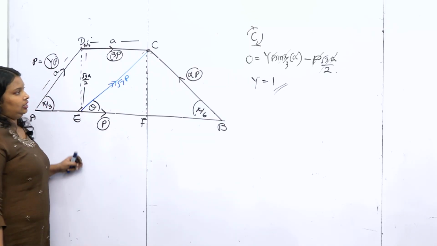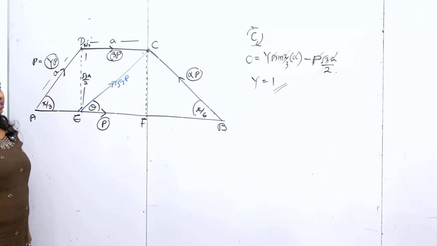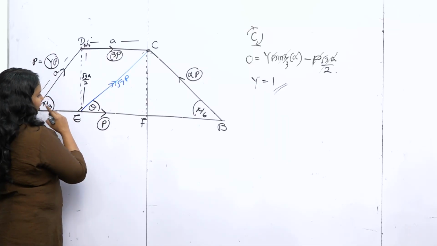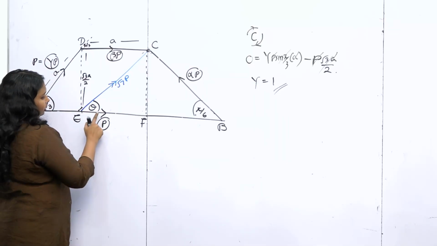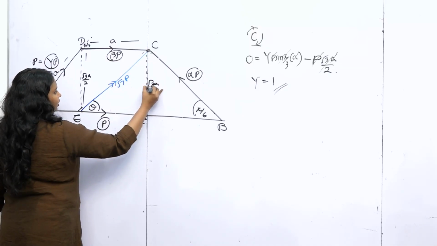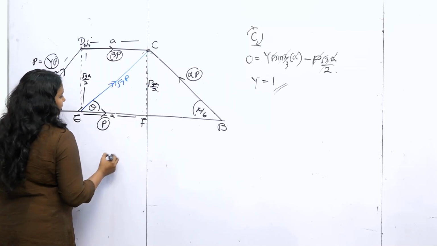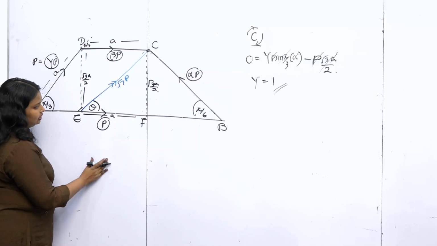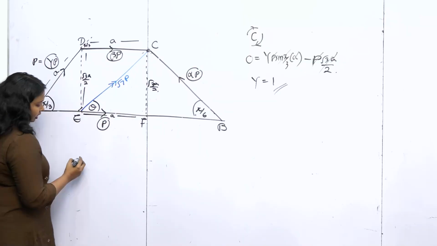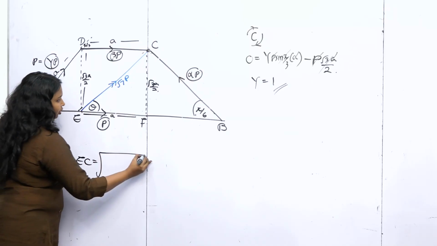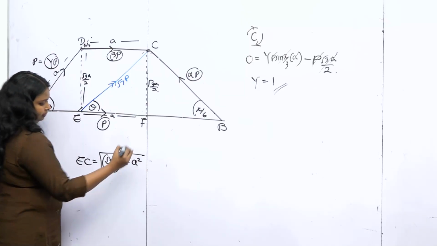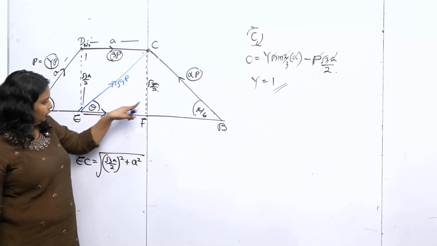Now, I will take the sum of the forces, I will consider the horizontal direction. Before that, I have to find this angle. You know this height, root 3a over 2, and you know this length also. For resolving, I want cos theta and sin theta, so we will find the hypotenuse length. EC equals what? Square root of root 3a over 2 squared plus a squared.